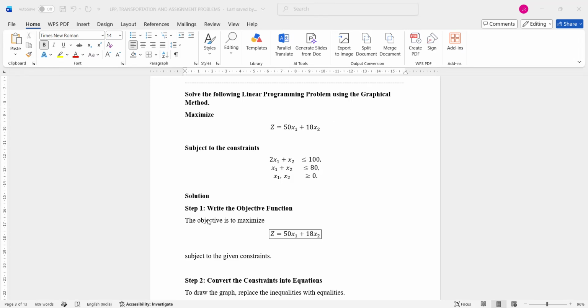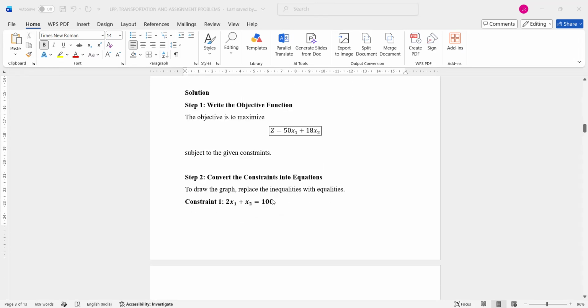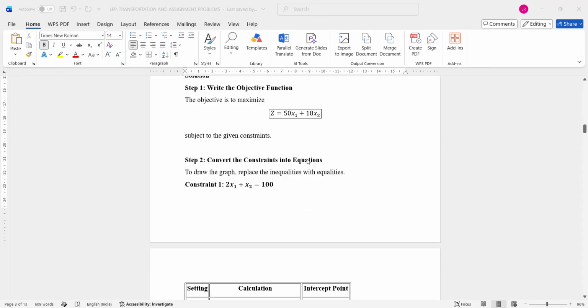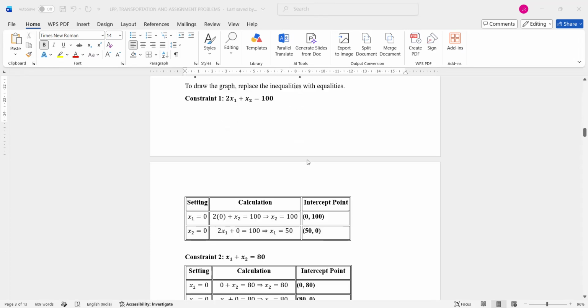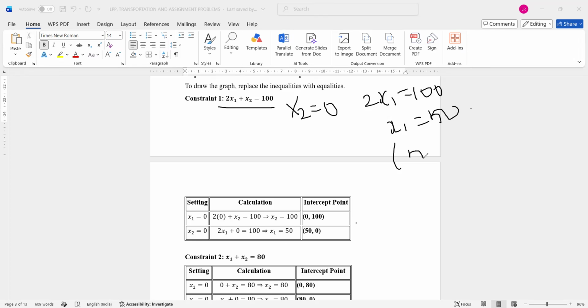First, write the objective function: Z equal to 50x1 plus 18x2. Now we are going to convert the constraint equations. First constraint: 2x1 plus x2 equal to 100. I will convert it here in a table and show you, so you can understand well. First I put x2 equal to 0. Then 2x1 is equal to 100, so x1 is equal to 50. So the point is 50 comma 0.